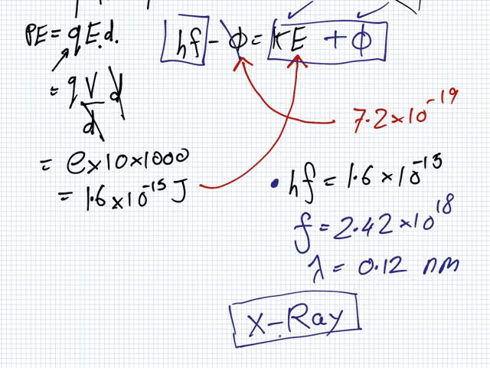How do you get the wavelength from the frequency? Oh, please. c equals lambda f.